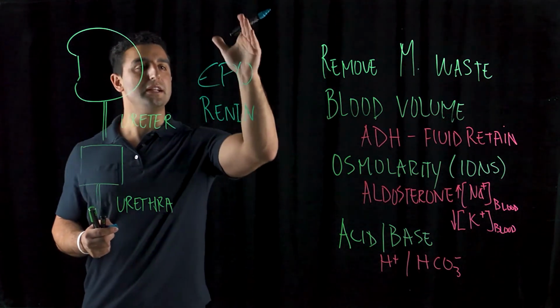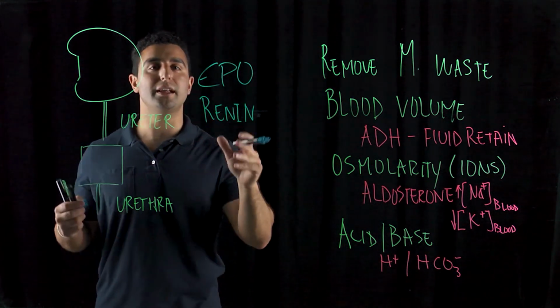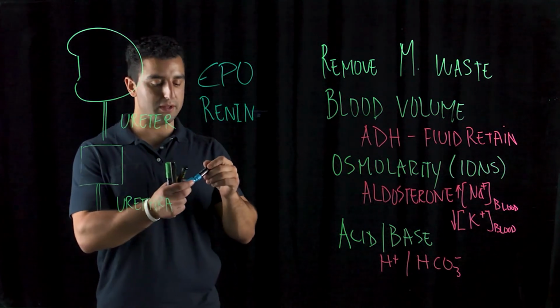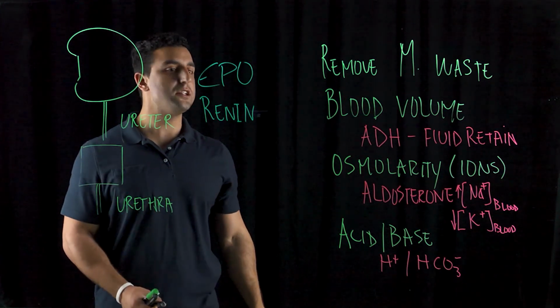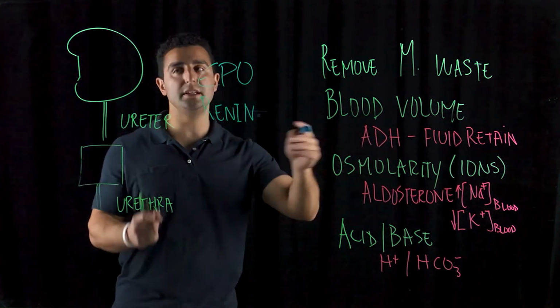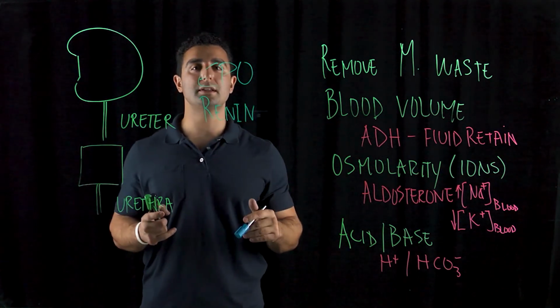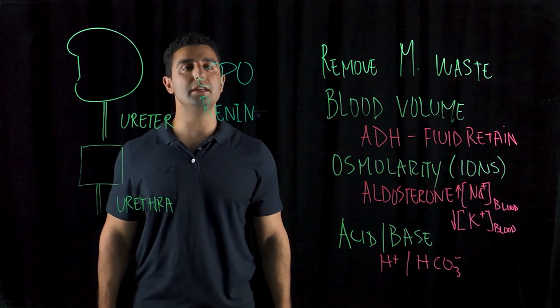So erythropoietin increases red blood cells. Renin secretion allows for the increase in blood pressure during instances of low blood pressure. And so these are all the different components and actual functions of the renal system.